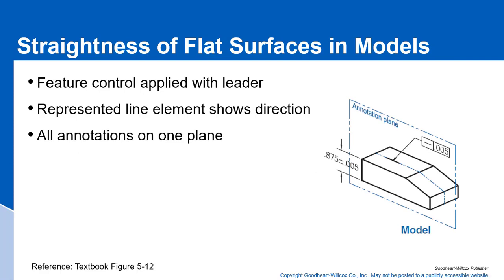Here's how we would apply a flatness of a surface feature in a model. We would have the annotation plane like we're seeing here, and then we'll put the dimension on there, and then we'll put the straightness. Now notice how we put the direction of the straightness here. Very important. Okay, so the feature control frame is applied with a leader like this. Its represented line element shows direction. That's this here. Line element shows direction, and all annotations are on the same plane.